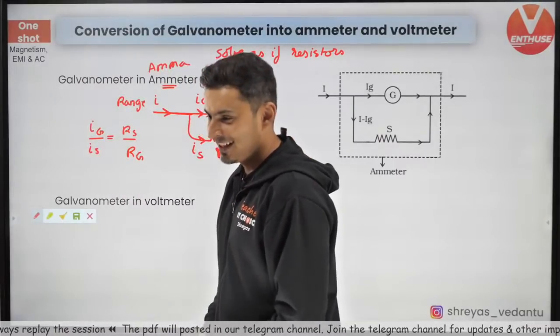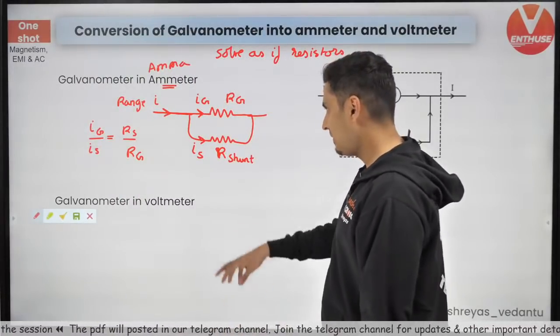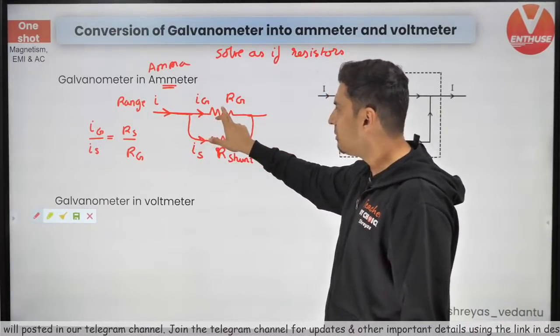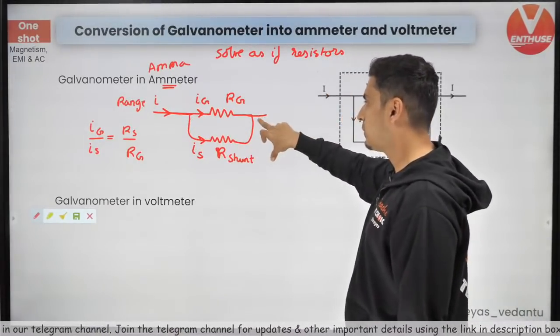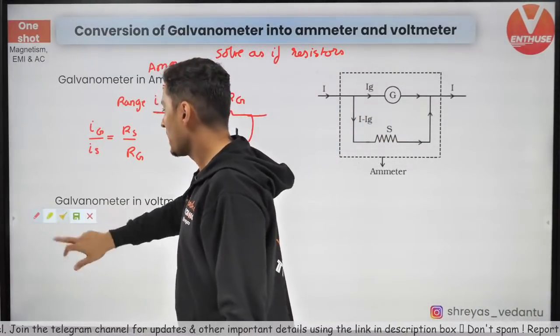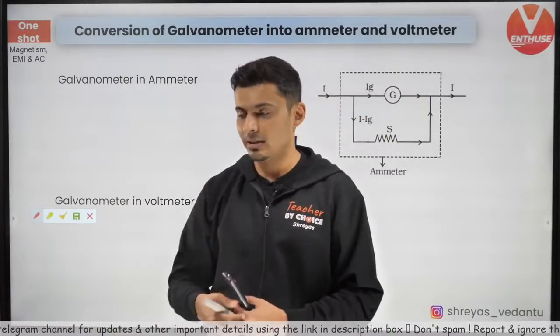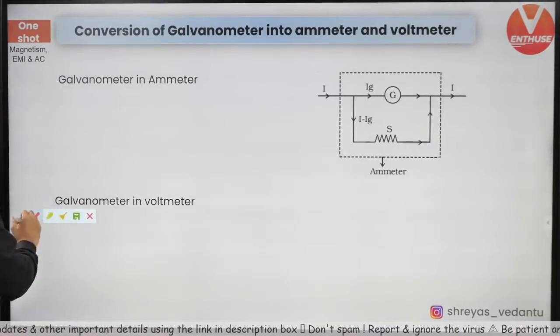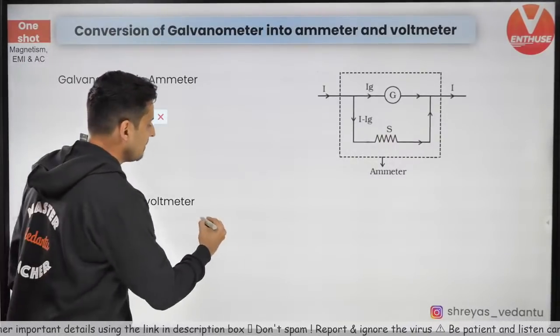Okay, yes. Fair enough. So this is the range. You do not allow all the current to pass. Some of the current will go, rest of the current will go from here, and this is the standard ratio. Yeah, that's one thing. When you use it as a voltmeter, then there is no bypass. You have to pass through it.